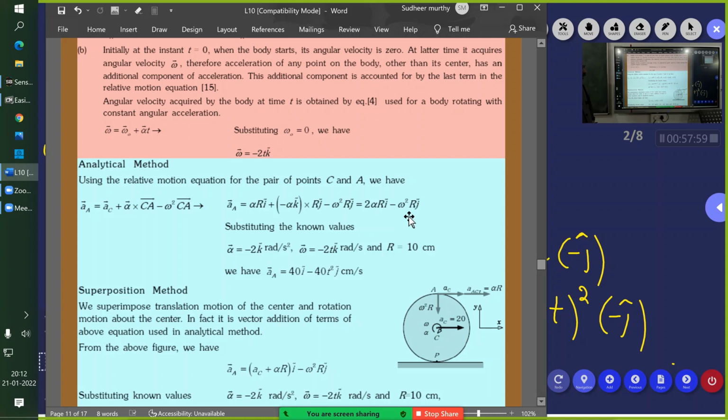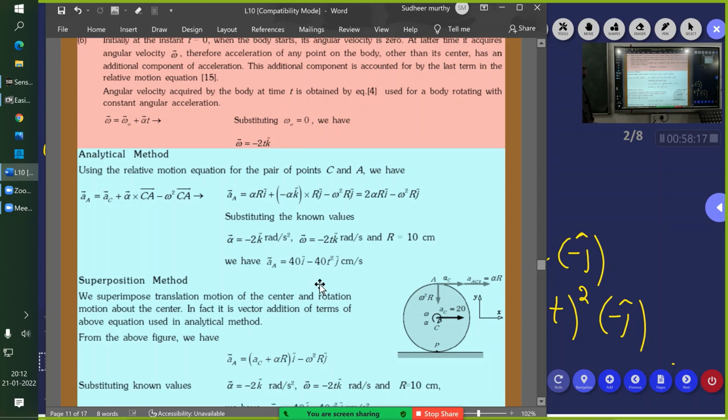Again, they have written the equation. So we have directly written this equation, omega squared R. And substituting for omega, the omega value is alpha t, where alpha is 2t. They have written this equation. No issues.